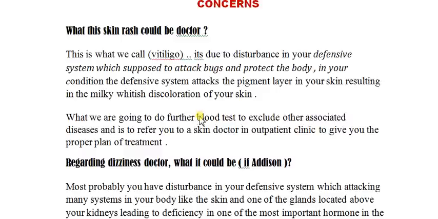So what we are going to do for you is first a blood test to exclude other associated diseases, and then to refer you to a multidisciplinary team. Of course, the patient may have another autoimmune disease with vitiligo, so you have to refer the patient to a multidisciplinary team, from a skin doctor or a gland doctor or whatever, according to the diagnosis, to give you the proper and full plan of treatment.